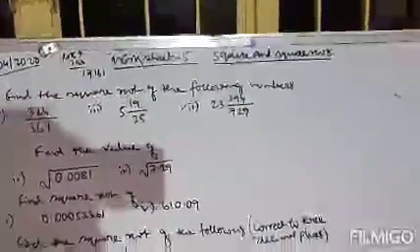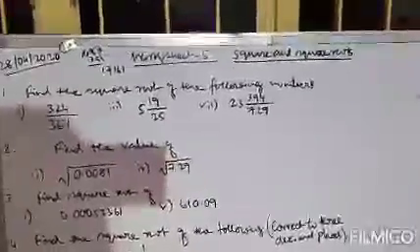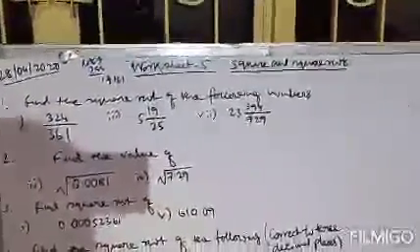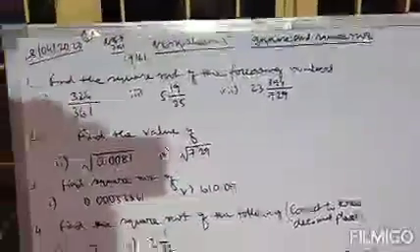Good evening students. This is the 9th lecture of the square and square root chapter, and this is the last lecture of this chapter. Worksheet 5 is your last exercise. So in this lecture this chapter will be complete.